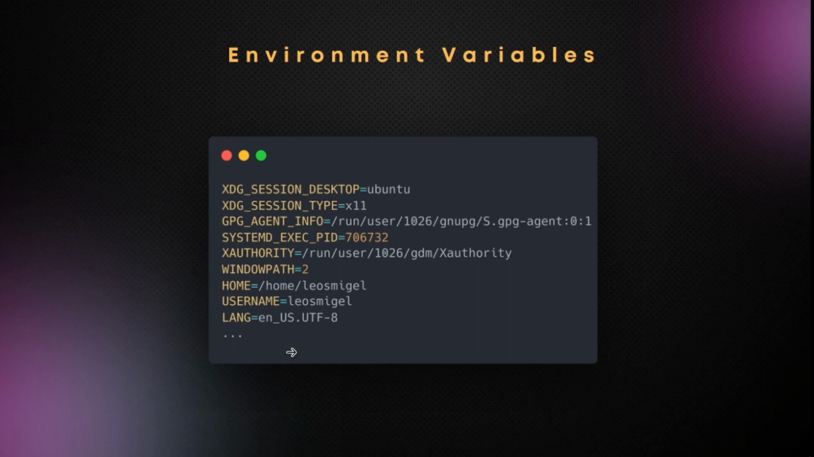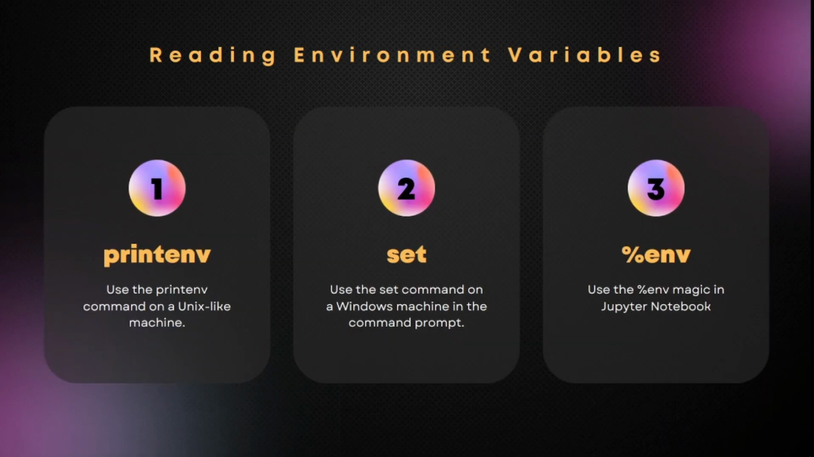So for instance, you might want to pass in an API key for some various API subscription service that you're using. But the first thing we want to know is how to read our environment variables to make sure that we're setting them properly. And there's really three ways here, but a real easy way to do it is printenv in Unix-like machines, set in Windows machines, or if you're running Jupyter Notebook, you can just use the %env magic command. So let's take a look at these examples.